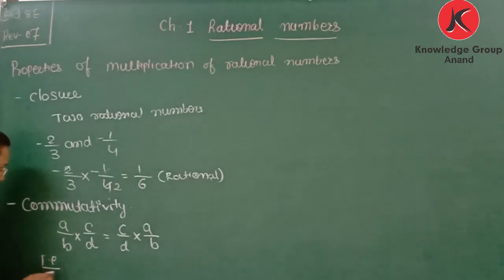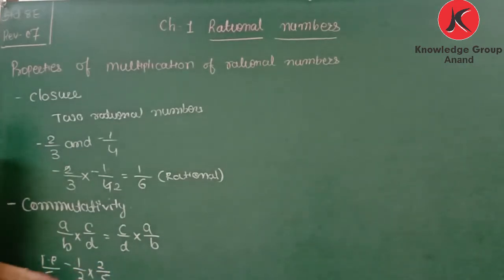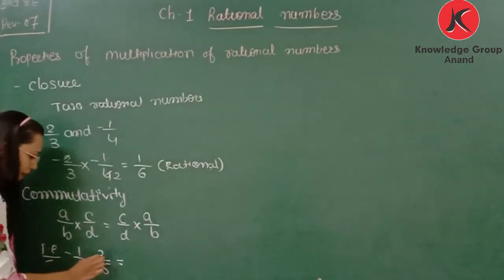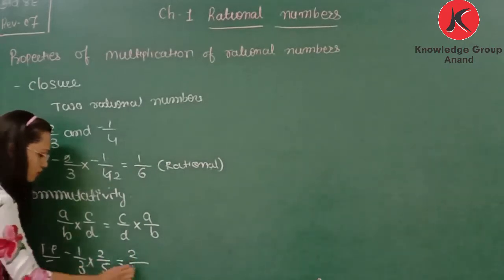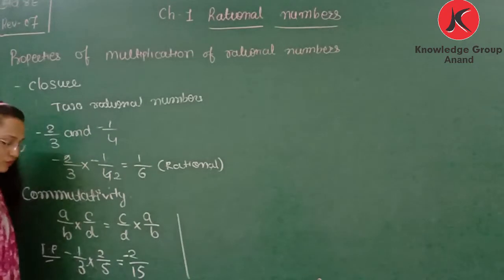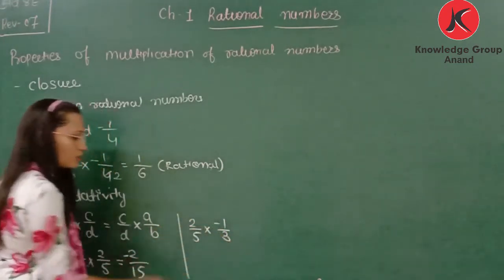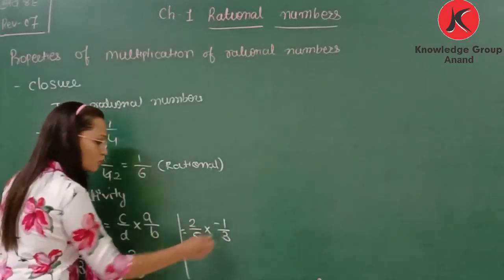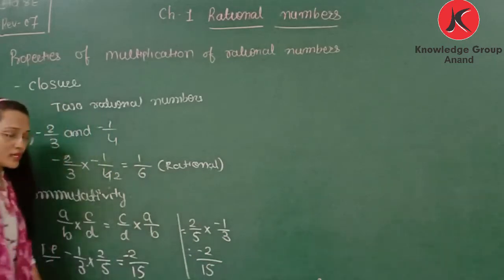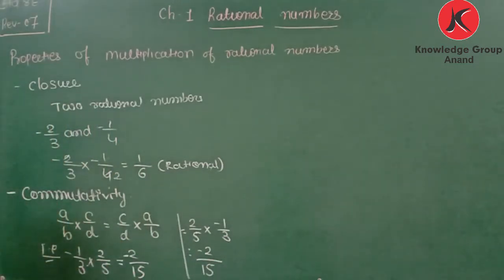For example, we have minus 1 by 3 and 2 by 5. So what is the answer of minus 1 by 3 times 2 by 5? It is minus 1 into 2, 3 5s are 15. So it is minus 2 by 15. Now interchange this: 2 by 5 multiplied by minus 1 by 3. So here 2 into minus 1, that is minus 2, and 5 3s are 15. So you can see if we interchange the rational numbers, the answer is the same. So rational numbers are commutative.